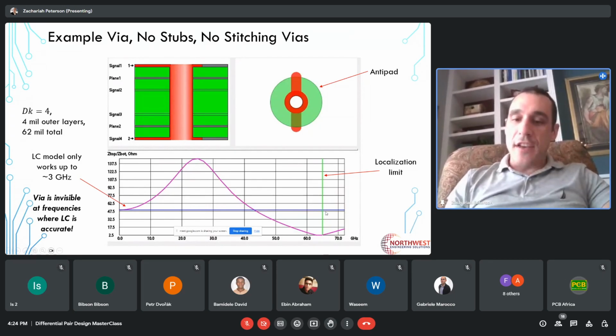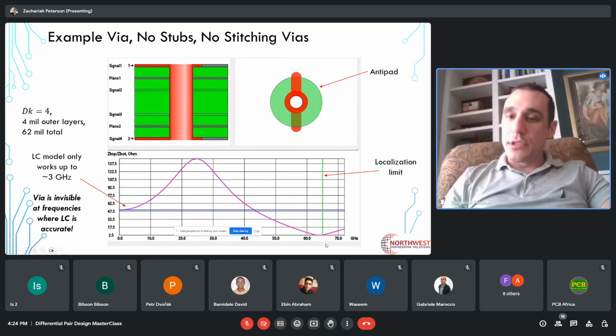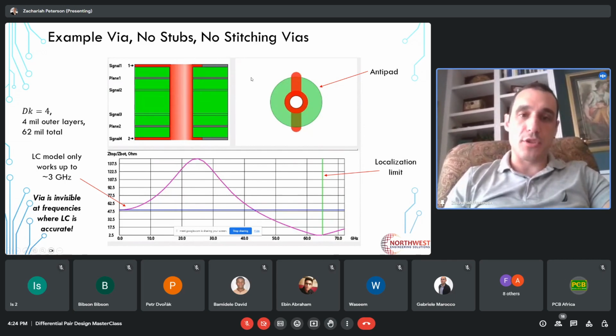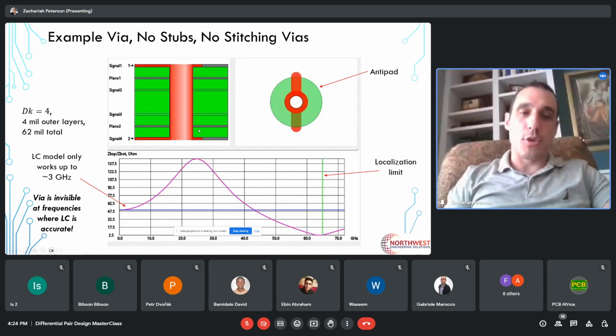And then eventually we hit this limit here called a localization limit. At that localization limit, this via starts to radiate very strongly. So you start to get strong radiation through the substrate out through the edges, or towards the edges, of the PCB.